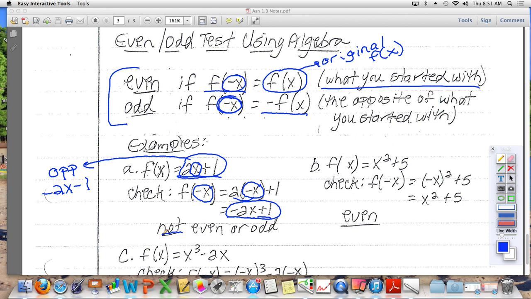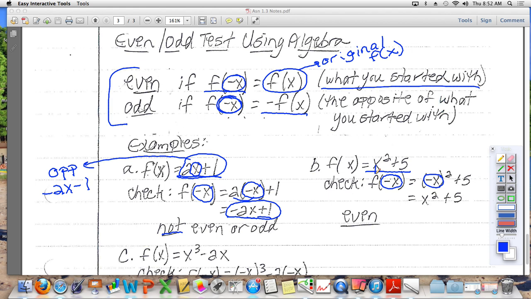Letter B, another example. Again, replace x with negative x and see what happens. So I'm going to take this function, x squared plus 5. I'm going to replace the x with a negative x, and I'm going to see what happens. So I put my negative x in where I had an x. Negative x squared is x squared. Add 5 to it, you're going to get x squared plus 5.